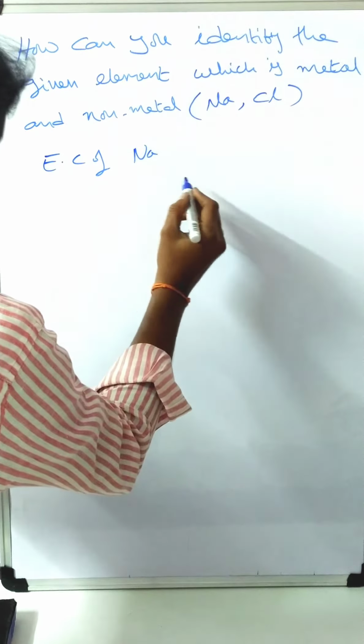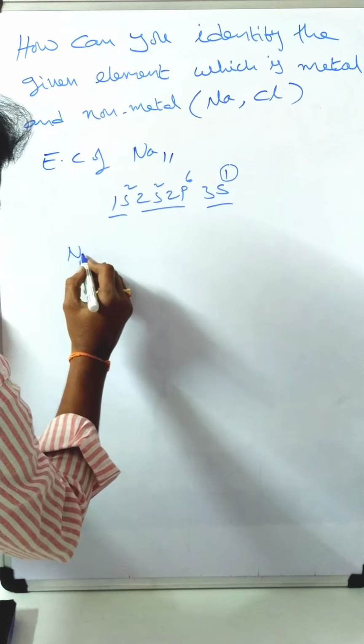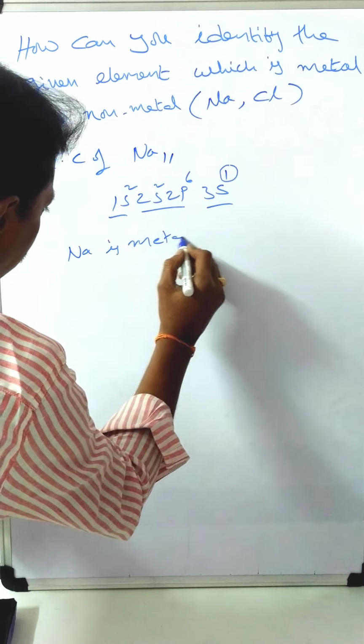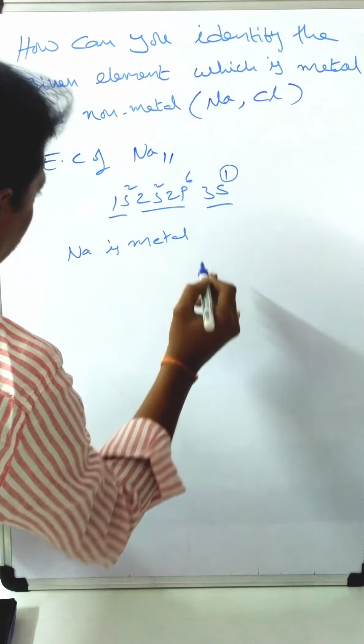The elements with 3 or less electrons in the outer shell are considered to be a metal. So sodium is a metal. Sodium is a metal because it contains one electron in outer shell.